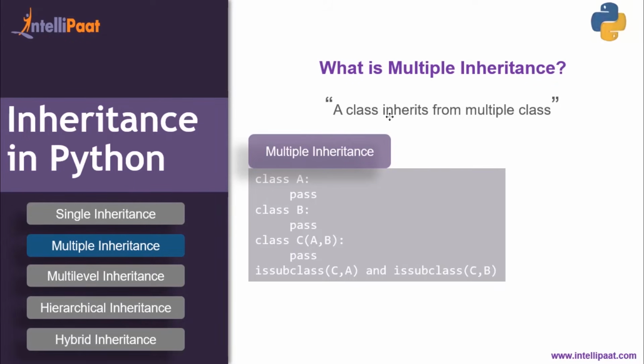Here it's just confirming that class C has acquired the properties of both A and B. So our result is issubclass C comma A, and issubclass C comma B will just give the output as true or false. The statement issubclass C comma A tells whether the class C is a subclass of A or not. So the result would be true or false. And again, issubclass C comma B will tell whether C is a subclass of B or not. If both the results are true, we'll get the output as true. Let's see what output we get.